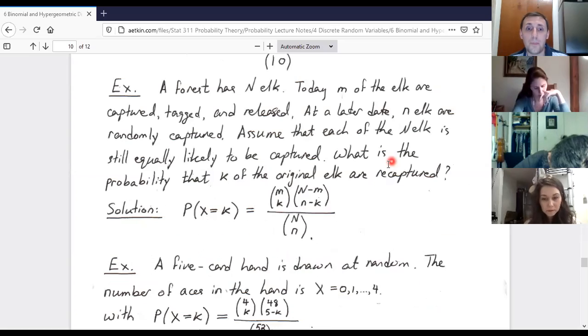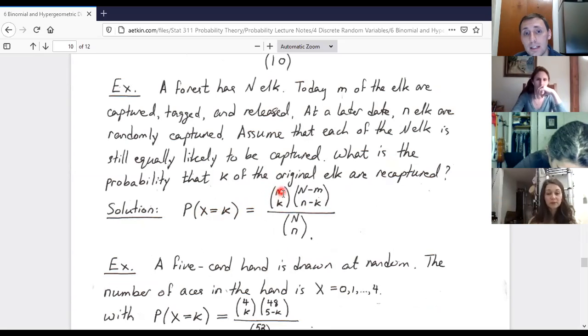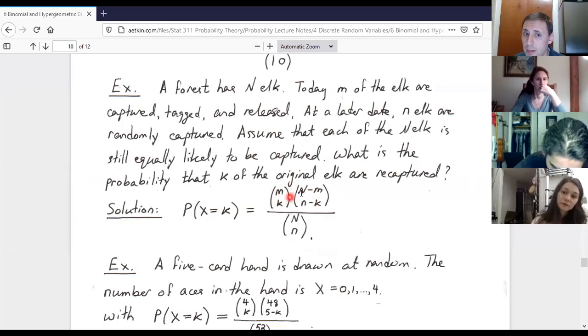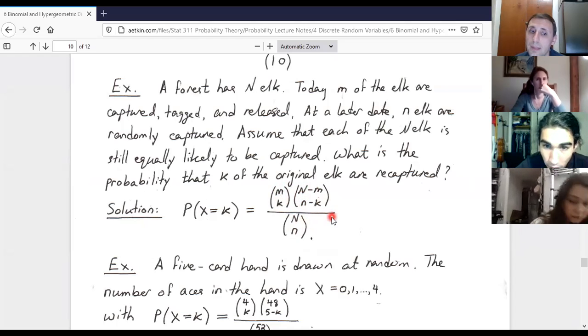So yes, here is what we have. Probability X equals K is: there are M previously captured, out of them I choose K, and then out of the remaining ones that are not M, I need to choose N minus K. Understand? So from M, I choose K. Those are the ones captured for the second time. The rest are captured for the very first time.